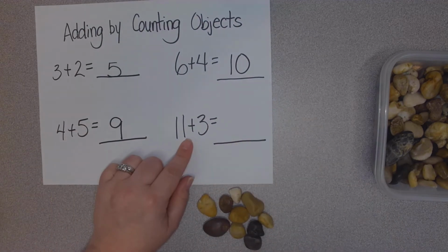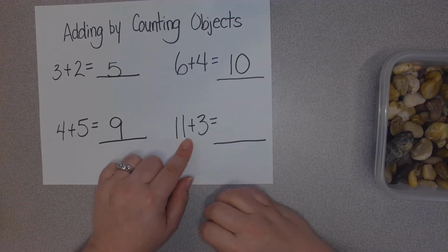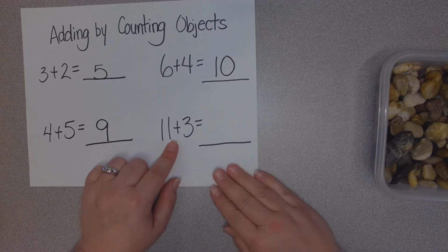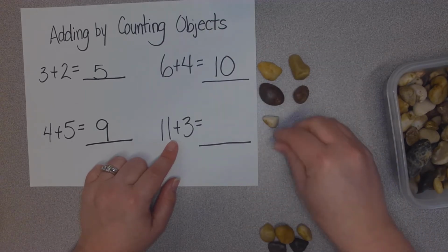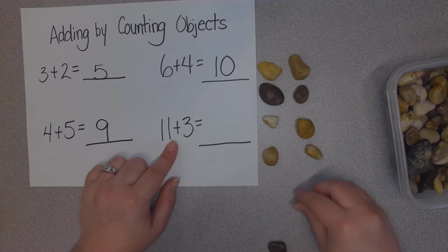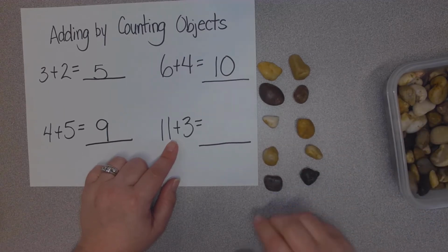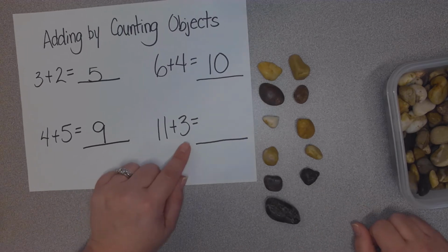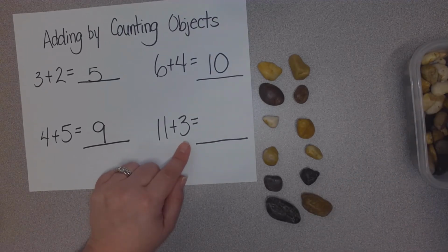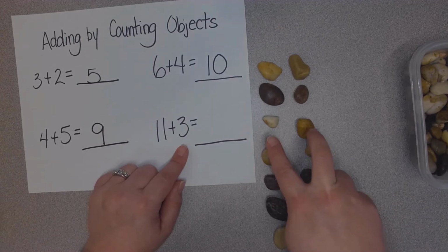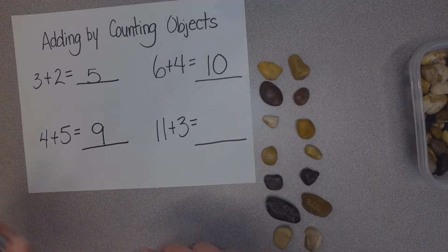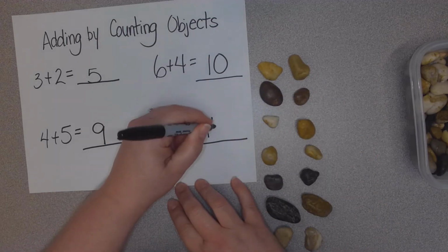Okay, now here's a question that goes over 10. And sometimes counting objects can help with this. Again, not the most efficient, but we're going to try our best. 1, 2, 3, 4, 5, 6, 7, 8, 9, 10, and 11. Whoopsie, 11. And I need to get 3 more in here. So 1, 2, 3. Okay, hopefully you can see that. I'm going to count by 2s because it works for me. 2, 4, 6, 8, 10, 12, 14. And there is my answer.